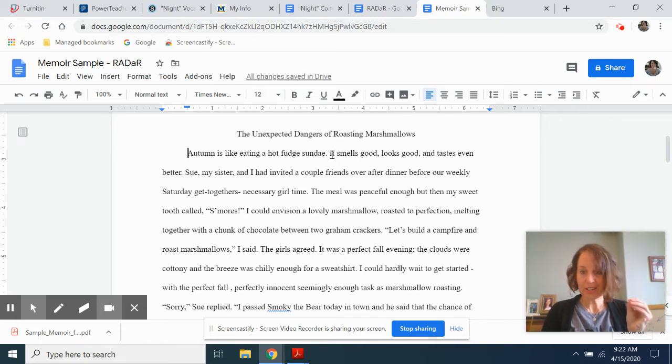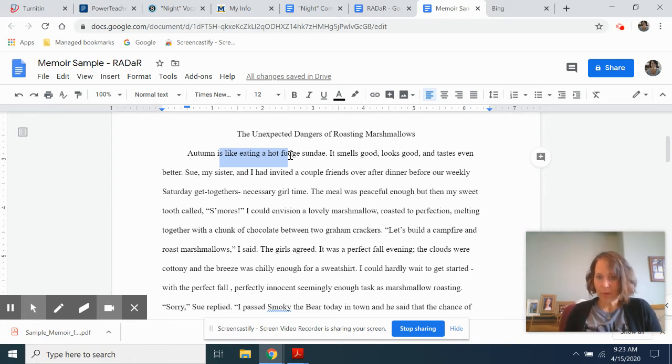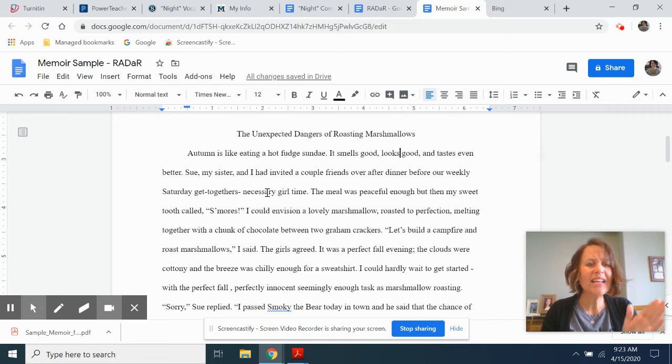So her attention grabber here is, autumn is like eating a hot fudge sundae. You'll notice here what she has done is she has used a simile. Okay? And we've worked with similes, and we've worked, this year, hopefully, with metaphors that you remember. But this is a great way to grab our attention. We would normally not compare a season with a dessert, but she does that to pull us in. And then if you look at your graphic organizer, we talked about senses, and she tries that here. It smells good, looks good, and tastes even better. So we're hooked in. We want to read about this dessert and the senses that are associated, all the sensory images with that dessert.